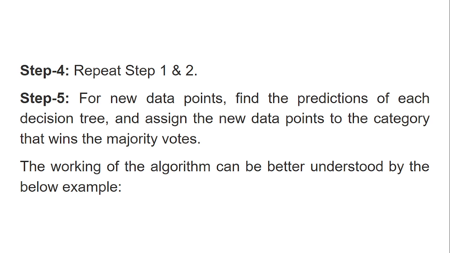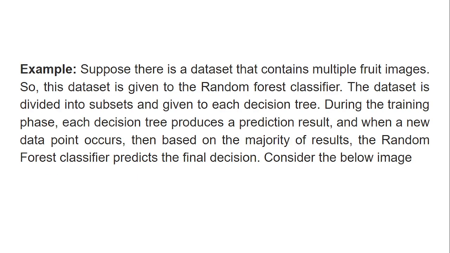Now the working of this algorithm can be better understood by the example below. Suppose there is a data set that contains multiple fruit images. This data set is given to the random forest classifier, and the data set is divided into subsets and given to each decision tree. During the training phase each decision tree produces a prediction result, and when a new data point occurs, based on the majority of the results, the random forest classifier predicts the final decision.